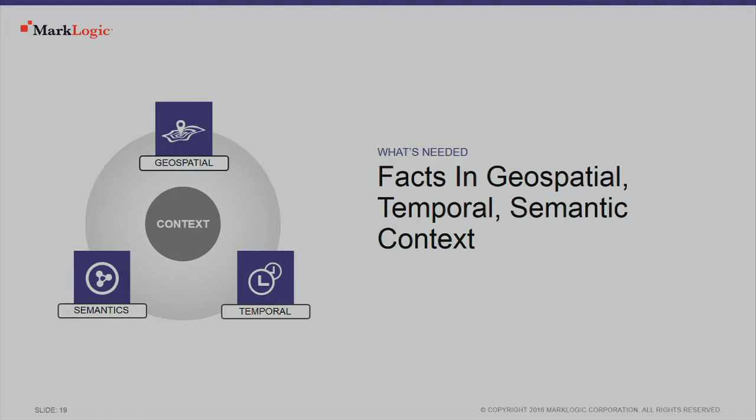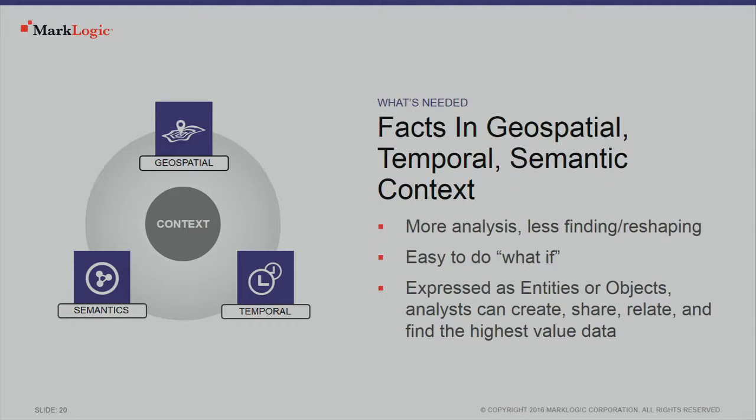When you do this, you're able to drive more analysis and less time finding and reshaping data. You can do what-ifs: swap out the relationships, do inference and hypotheticals that say, let's say for a moment that these two people were connected, or if they did go here, what else would they have been able to do?